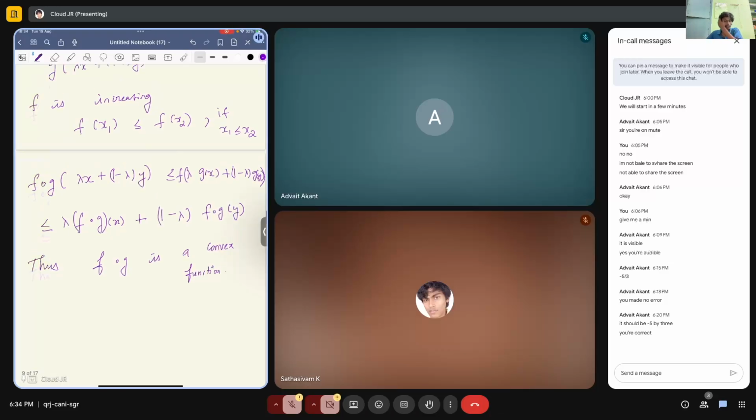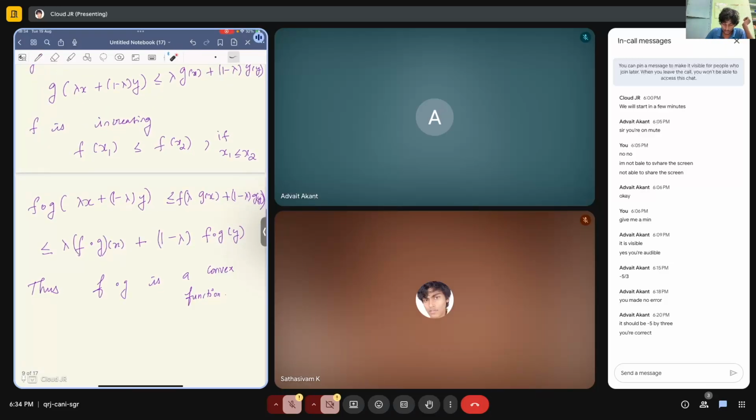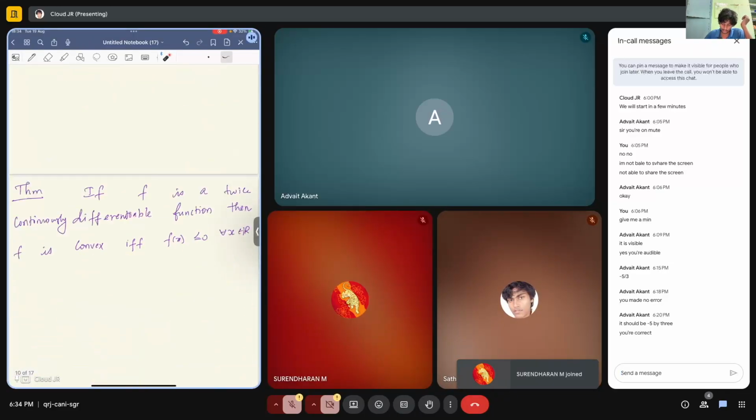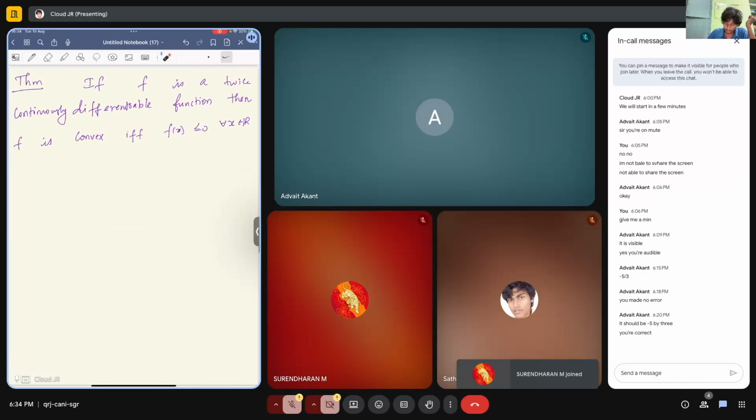Okay. So here you actually need the fact that f is increasing. So without the fact that f is increasing, it's not possible to do. Okay, so let's go to the next problem here. So this is the theorem that we did in the class.